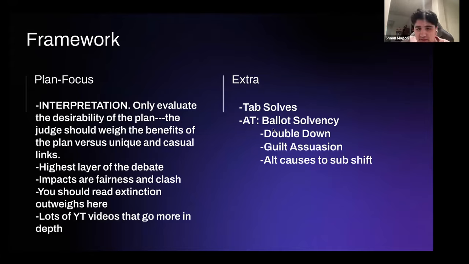The next thing is you answer ballot solvency. This goes hand in hand with tab solves. It's basically that technically getting people to ballot is bad. The first is double down. We will not think that your arguments are true, but rather we're just going to think about how to beat them. So when you read your argument on us, we're not going to switch our practices, but we're going to research why your arguments are wrong, which is causing us to be more racist and colonialist in the long term.